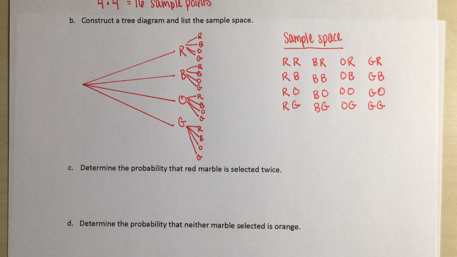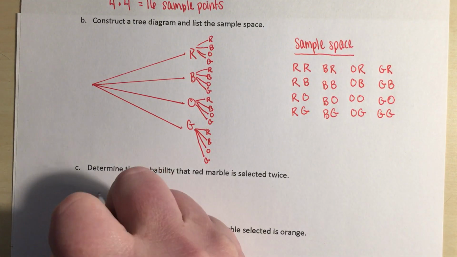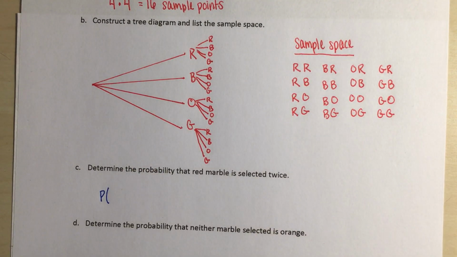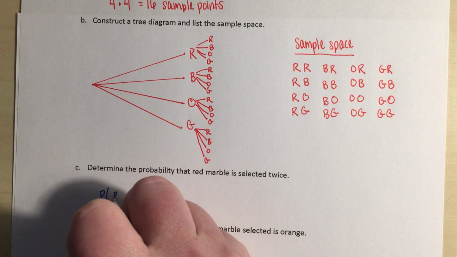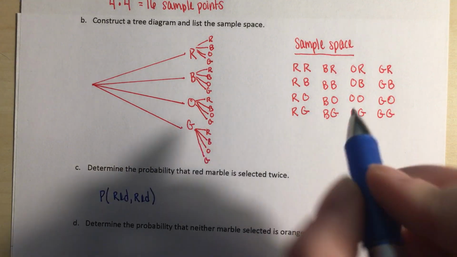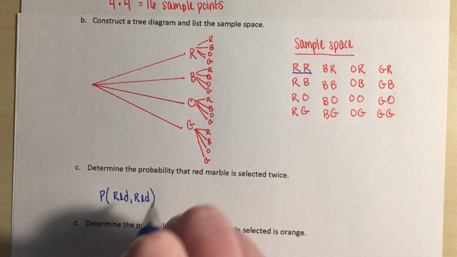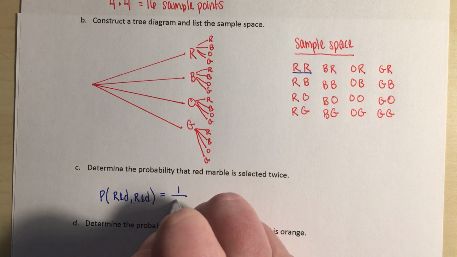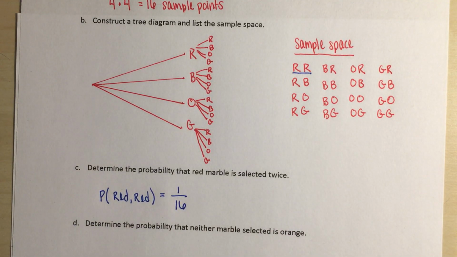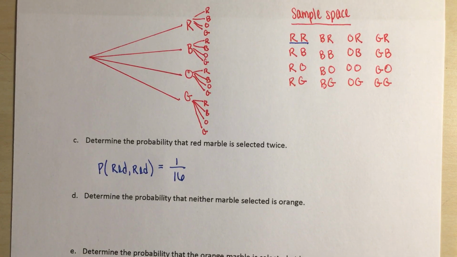All right, so now we're going to find a couple of probabilities. Our first probability: determine the probability that a red marble is selected twice. So red followed by red. Well, we only have 1 of those. So red followed by red is going to be 1 out of 16. Trying not to cut my sample space off here.